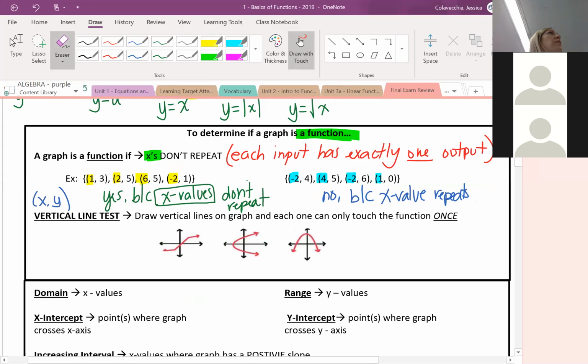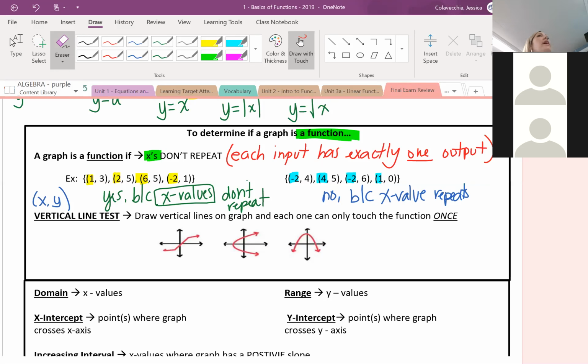Can the y's repeat? Sure can. So if I look at this first example here, look at the y's. See how there's two 5s? Doesn't matter. Correct. It's almost like when you're looking for a function, the y's are irrelevant. Don't even look at the y's. Good question. Just look at the x's.